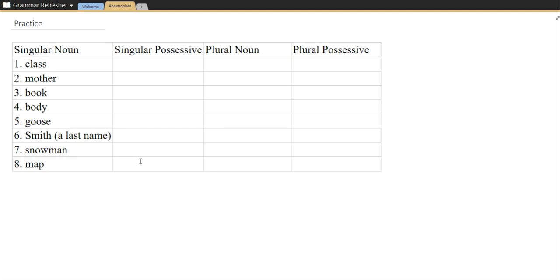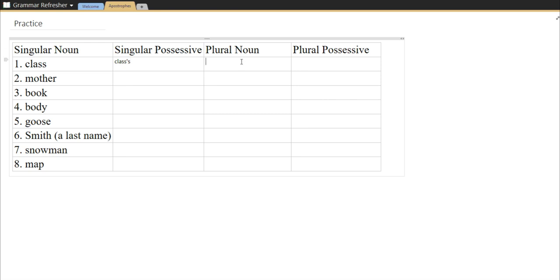Let's do a little practice with both singular and plural possessive words. I have a chart here that I first would like to work out the singular possessive, the plural form of the word, and the plural possessive. I want to check that I know the rules and can write each one of those words with these categories. So here's my list of singular nouns. Now I'm going to write that word as a singular possessive word, which would be the word class with an apostrophe S. It's only one syllable, and it's not hard to say with the extra S, so class's.